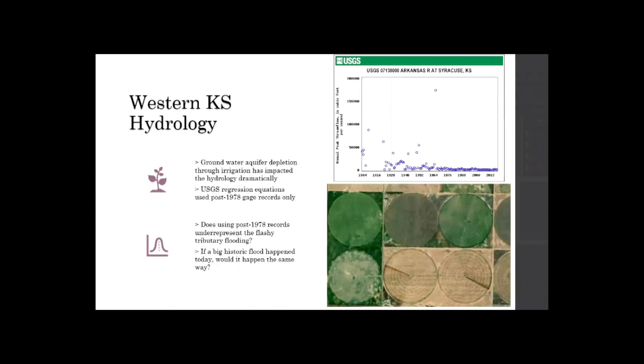And as we're creating this guidance on what to do here, using post 78 seems reasonable because it reflects current conditions, but we're also trying to be cognizant of whether or not that is going to underrepresent the flashy tributary flooding that can occur off those main branches, and also try to do our best at understanding if a big historic flood event happened, like what happened in 1965, for example, in this area, would it happen the same way, or would it happen drastically different?